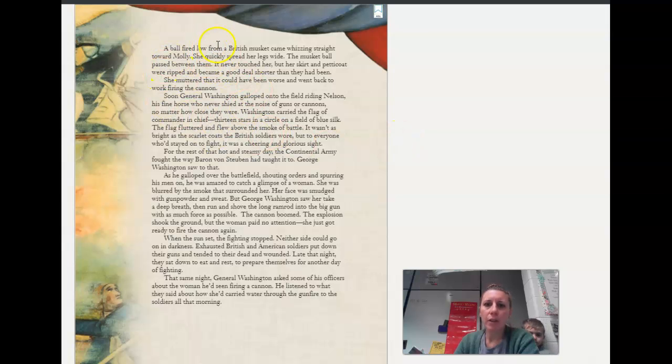A ball fired low from a British musket came whizzing straight toward Molly. She quickly spread her legs wide. The musket ball passed between them. It never touched her, but her skirt and petticoat were ripped and became a good deal shorter than they had been. She muttered that it could have been worse and went back to work firing the cannon.